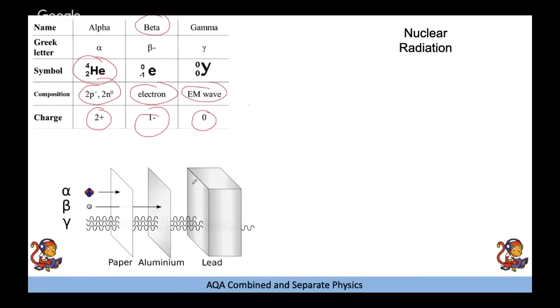Okay, what else do we need to know? What are they stopped by? Alpha radiation stopped by paper. Beta radiation stopped by thin layer of aluminium. Gamma radiation stopped by thick lead.